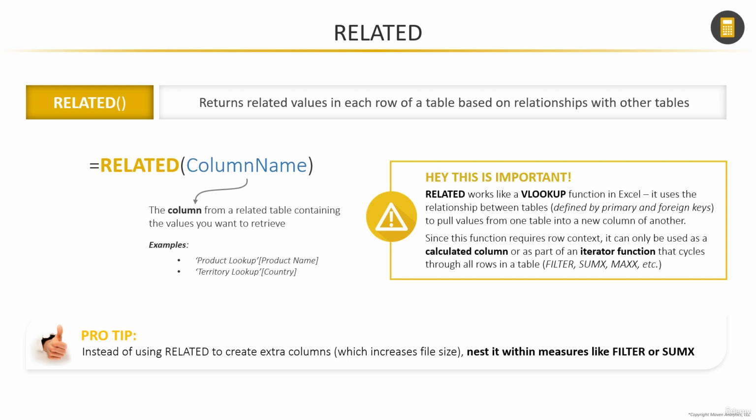So with that, let's pop back into our AdventureWorks file, and we're going to try adding a new calculated column using the RELATED function.